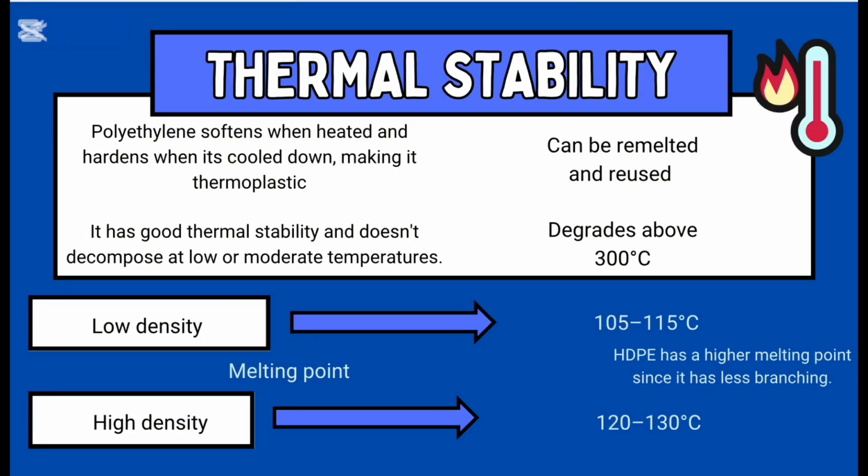Now, thinking of thermal stability, thermoplastics are a type of plastic that becomes soft when heated and can be shaped, and then it becomes hard again when it's cooled down. And that perfectly describes polyethylene. Polyethylene also has good thermal stability and does not break down at normal temperatures. It only starts to degrade at temperatures above 300 degrees Celsius. Here I showed the melting points for both low density and high density polyethylenes. With less branching in its chain and a crystalline structure, HDPE has a higher melting point than LDPE.